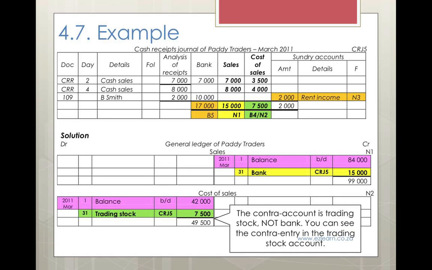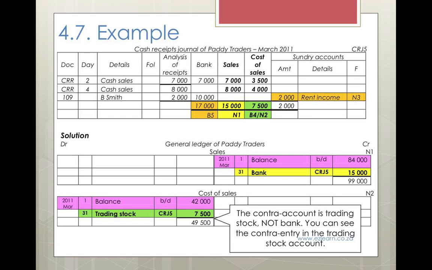The cost of sales account will get posted to cost of sales on the debit side. Your contra account is trading stock, not bank. You can't see the cost of sales figures in the bank column, can you? The 3,500 only appears in cost of sales, and so does the 4,000. This is because these amounts have been entered only in one column. However, remember that that column also represents the trading stock account.